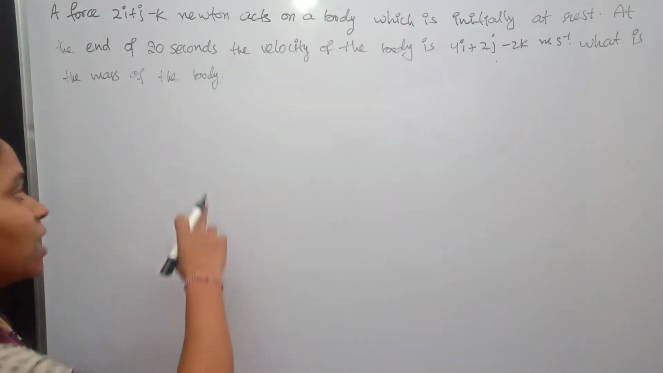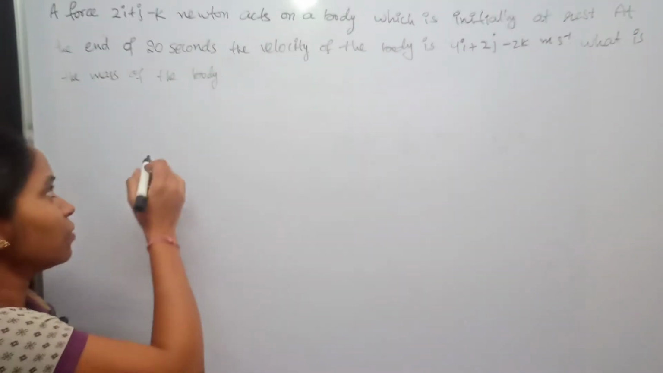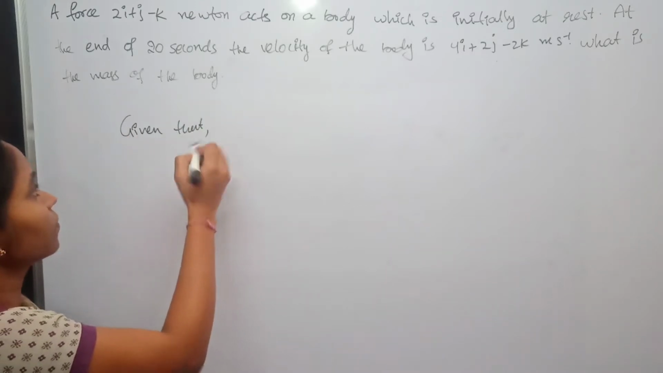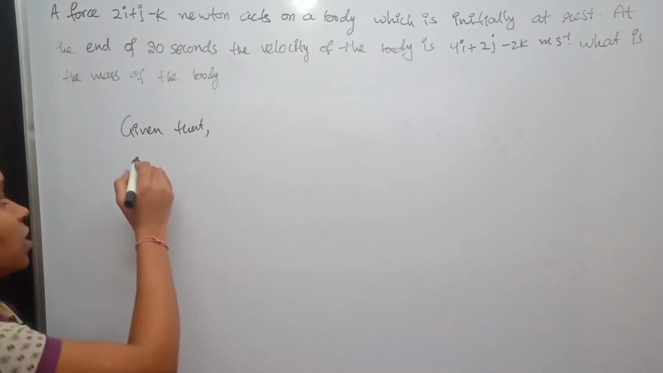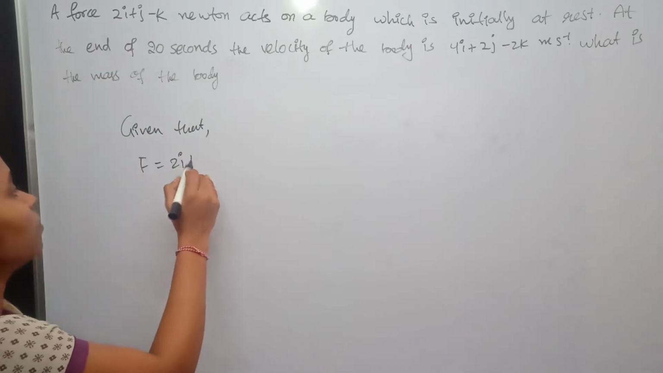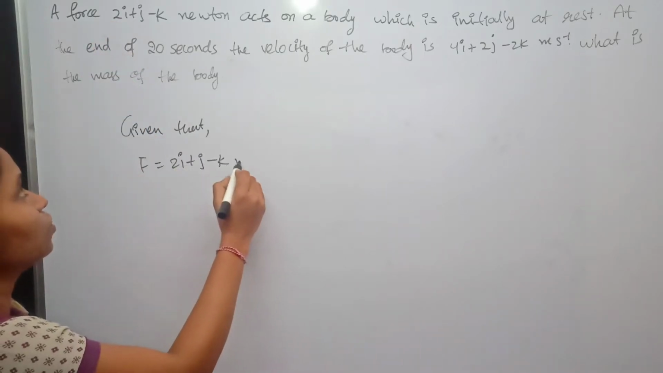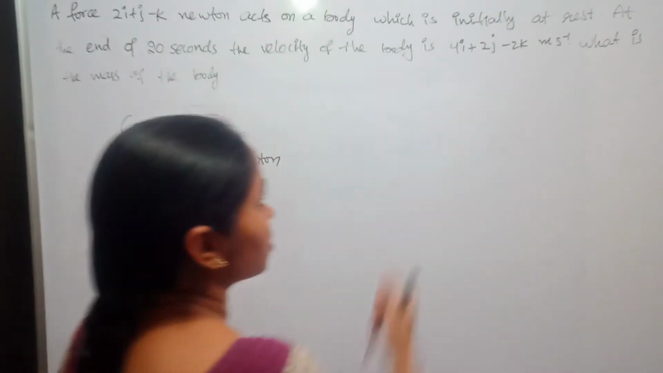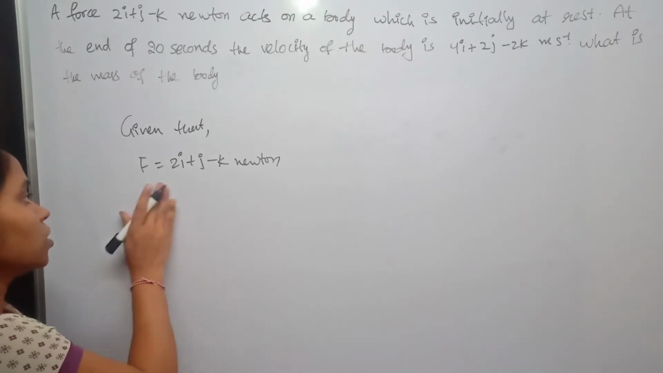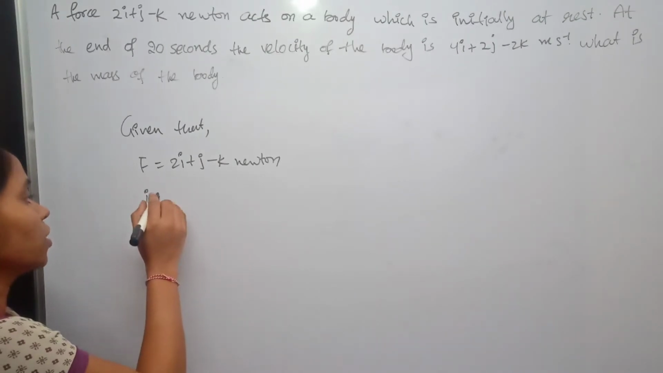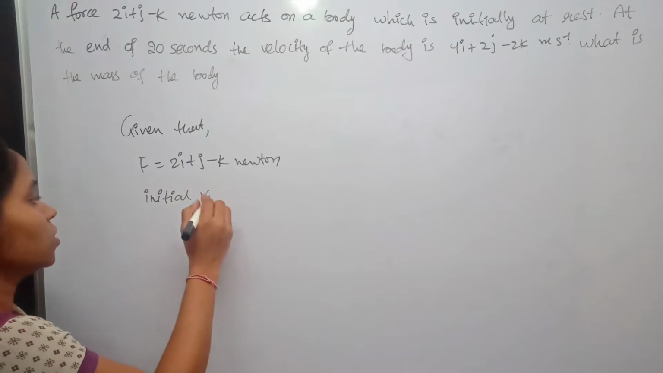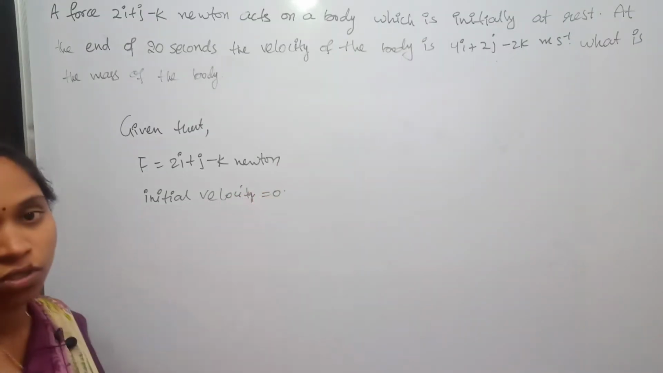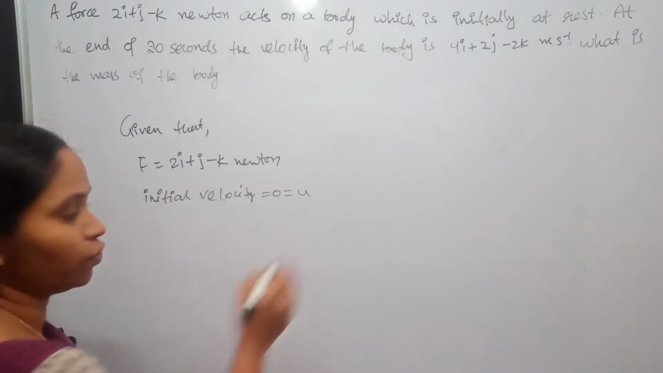Okay, first of all, we will write out the given data. What is the given data? Given that the force is 2i plus j minus k newtons acts on a body which is initially at rest. That means the initial velocity of the body, denoted with u, is equal to 0.